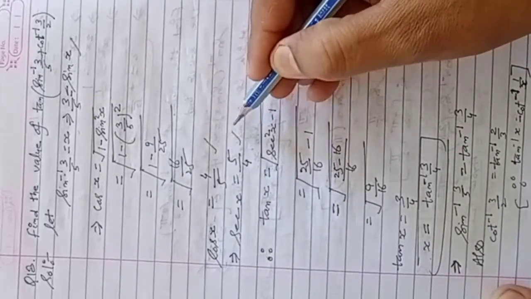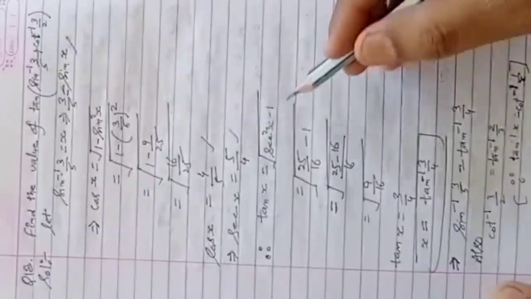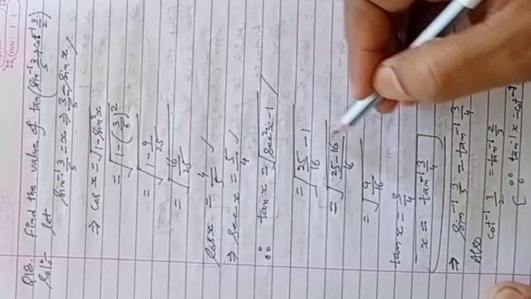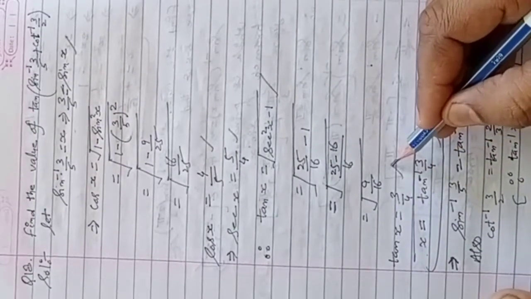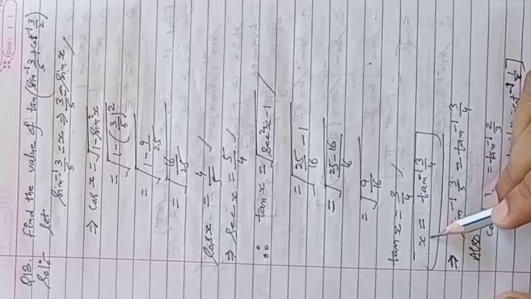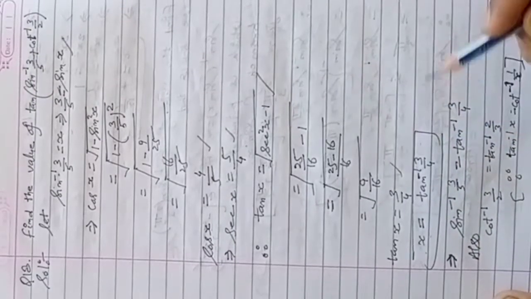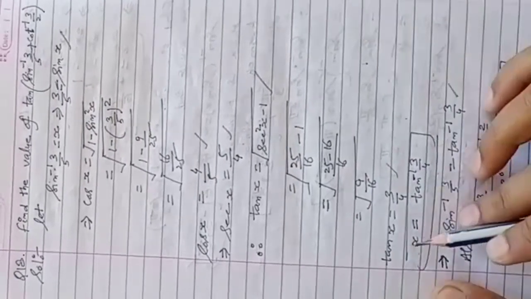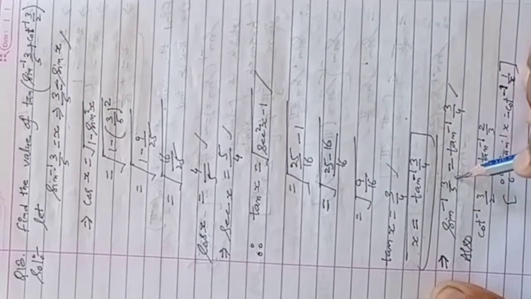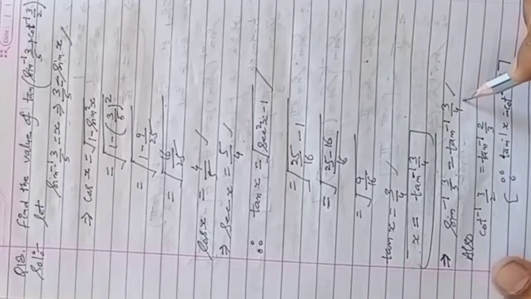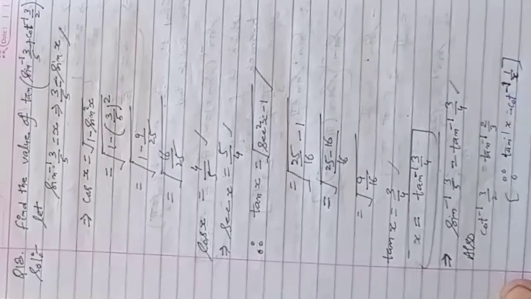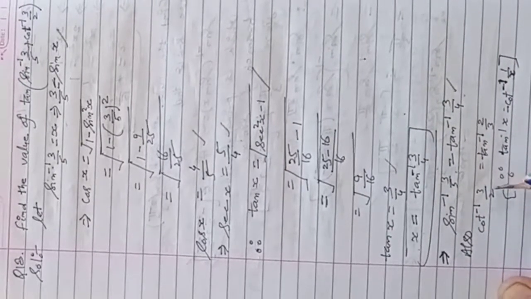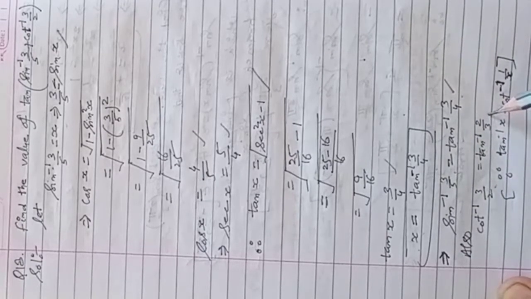We will find the value of sec. It is 5 upon 4. And we will find the value of tan. After applying the formula, tan will be 3 upon 4. Then x is equal to tan inverse 3 upon 4. Now sin inverse 3 upon 5 is equal to tan inverse 3 upon 4. Also cot inverse 3 upon 2 is equal to tan inverse 2 upon 3.